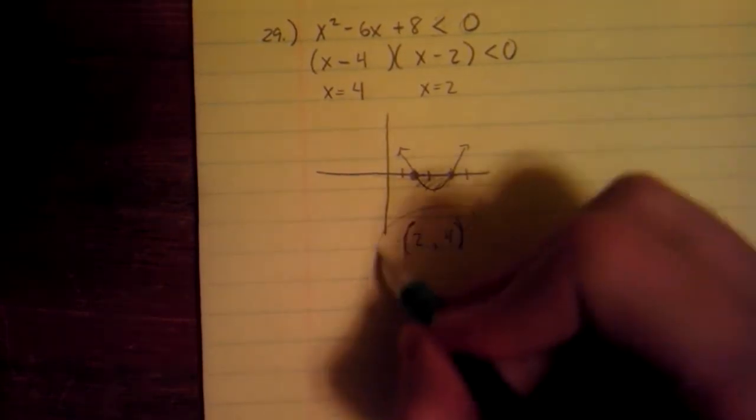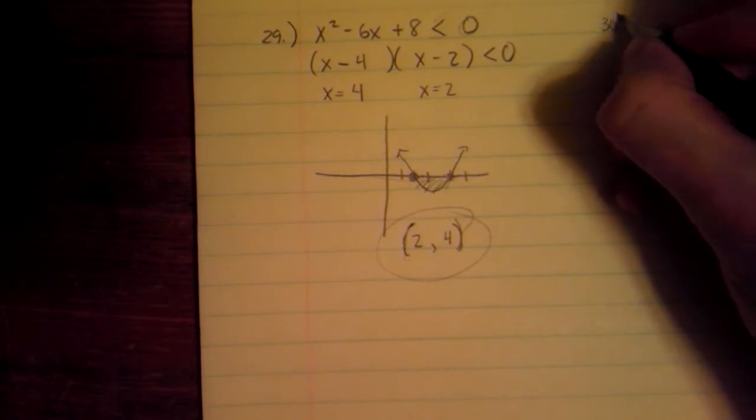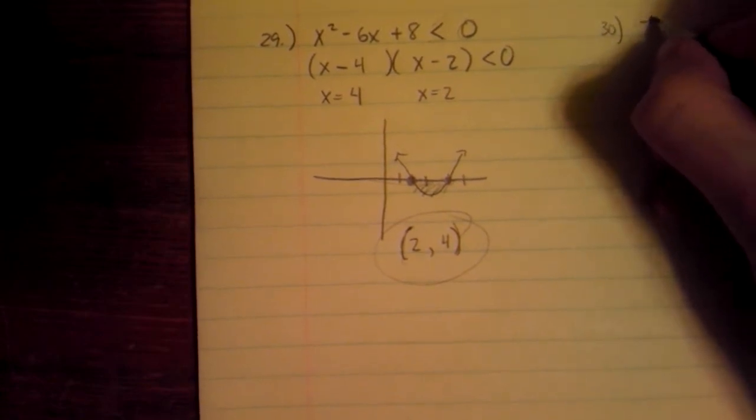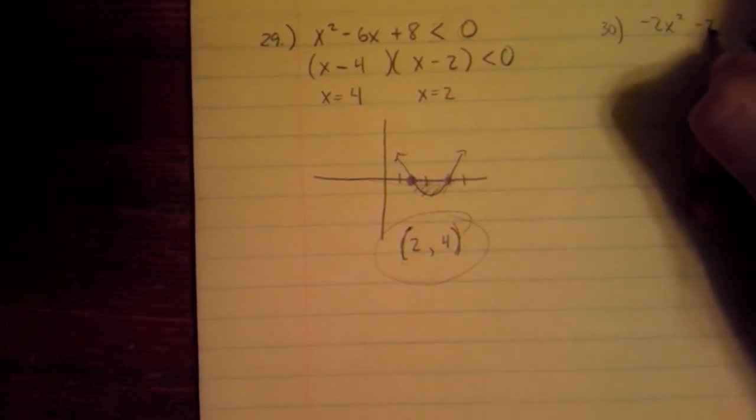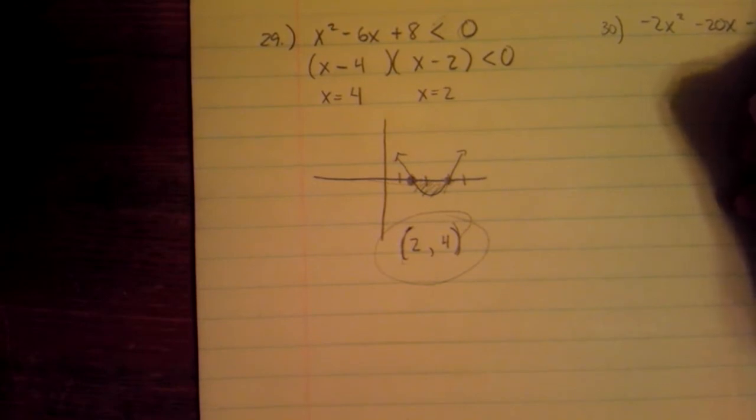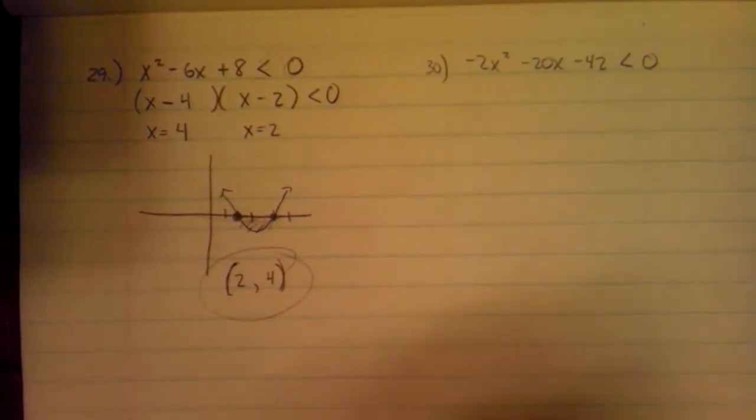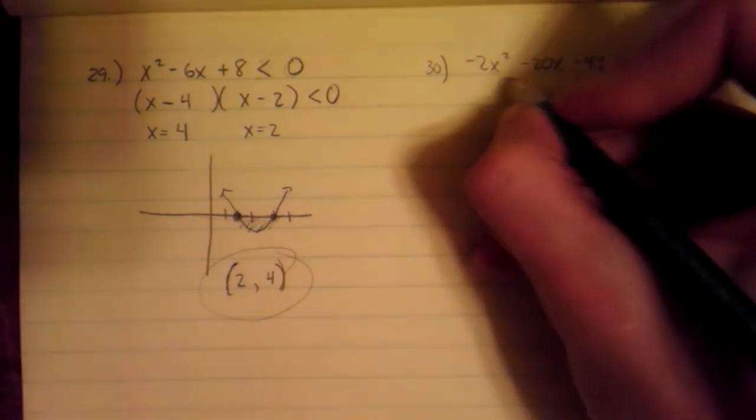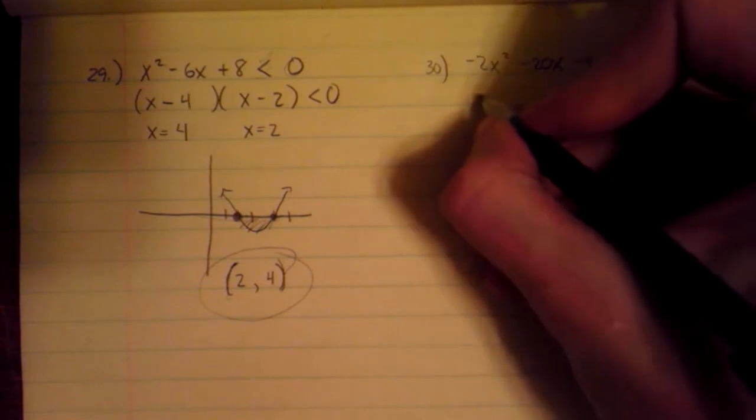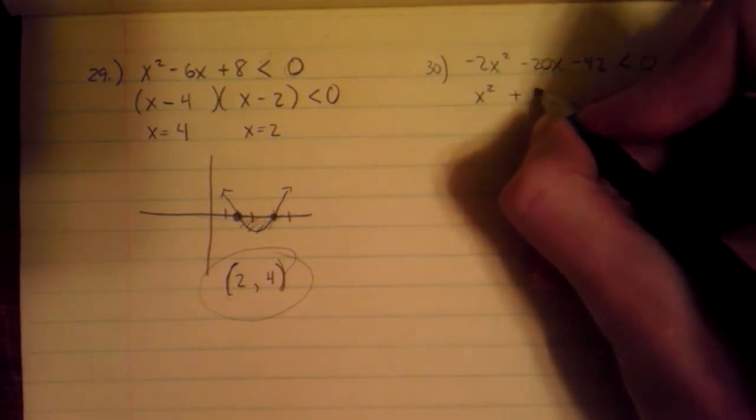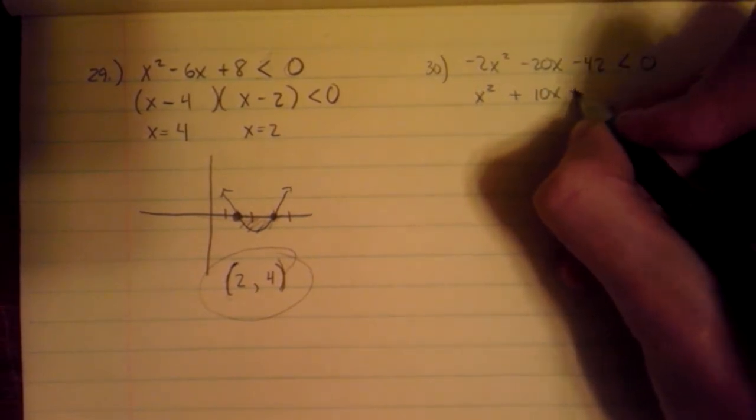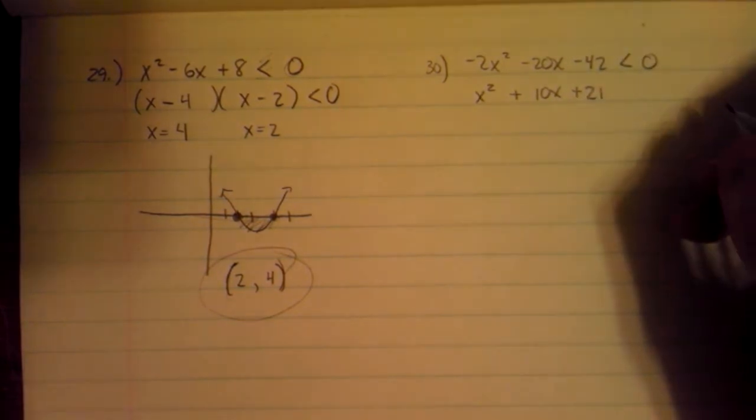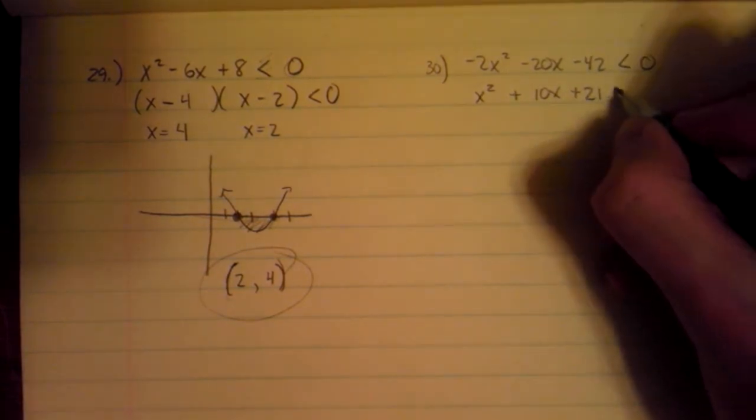Okay, there's one down. 30. Negative 2x squared minus 20x minus 42 is less than 0. The first thing I'm going to do here is divide all of these pieces by negative 2, since they're all even. So x squared plus 10x plus 21. When you divide by a negative, you've got to flip your sign.